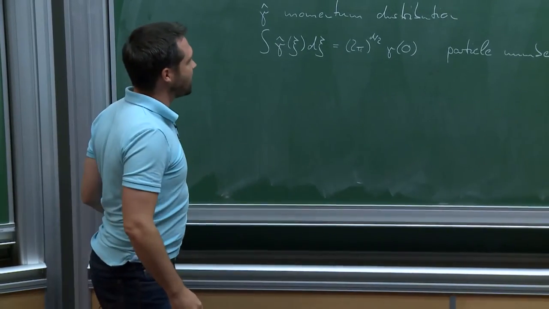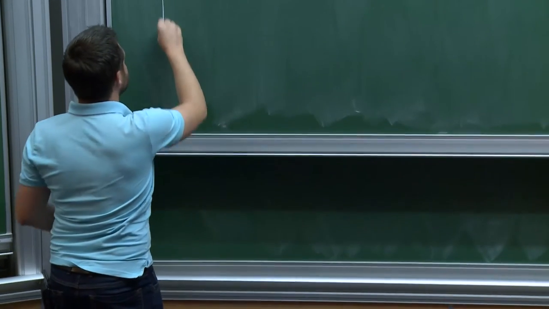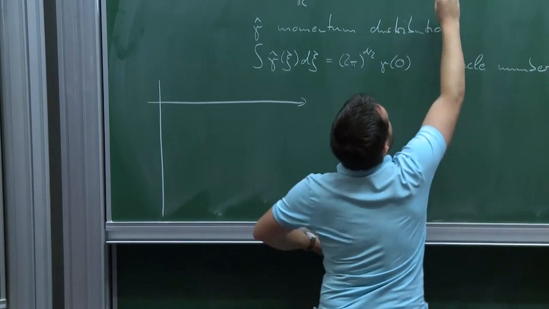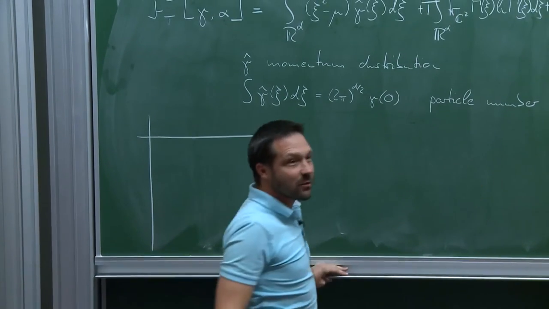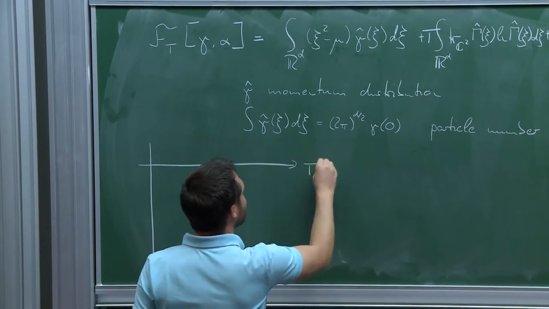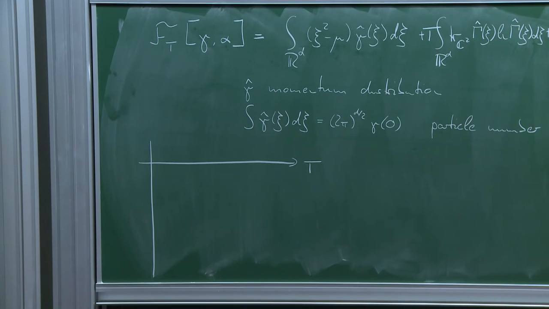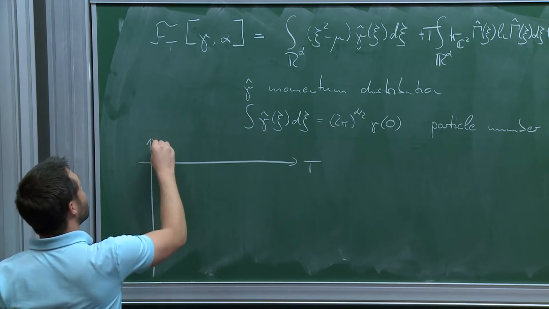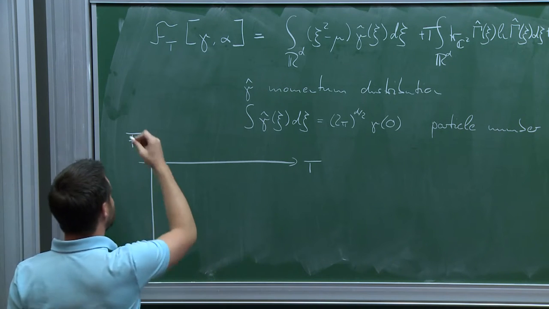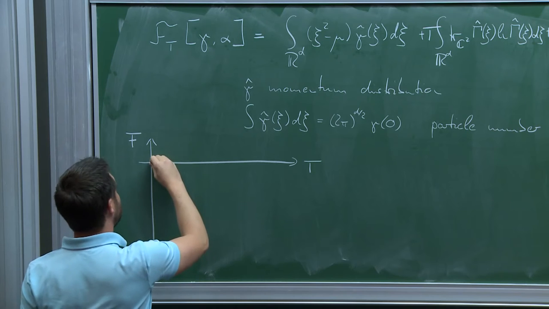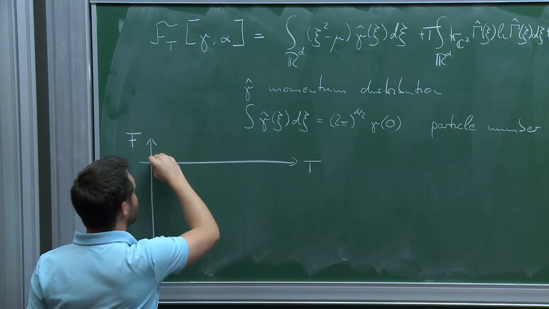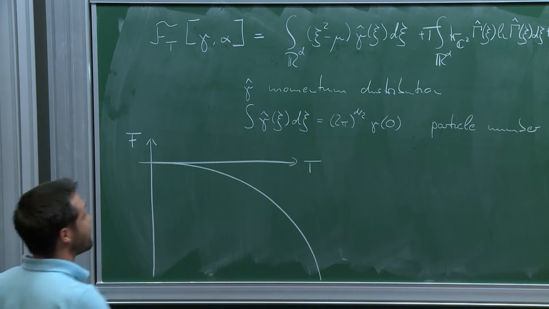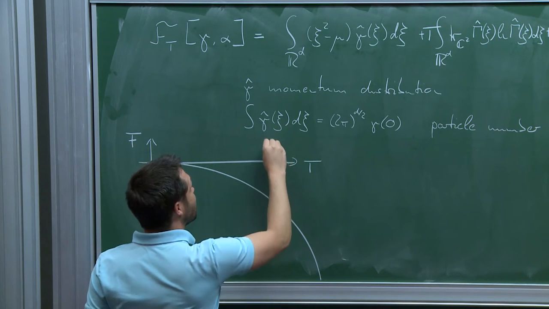Let me draw the picture again. And I'm drawing here, oops, I forgot T. That's of course the most important thing, that's the temperature, because we're interested in a phase transition when the temperature changes. And so let me draw again this free energy as a function of the temperature. It's a concave decreasing function. And then there was a Tc.